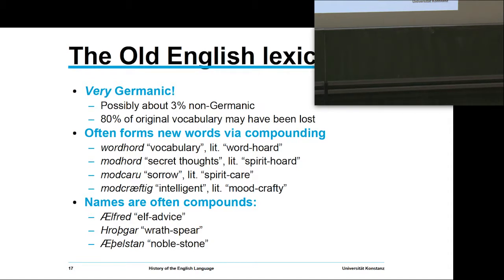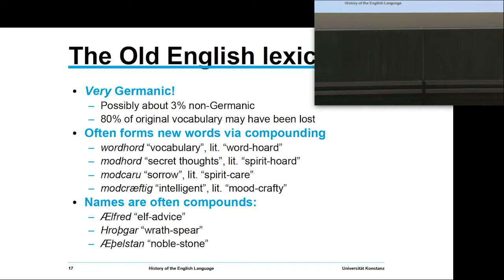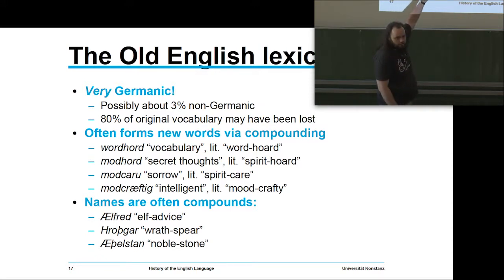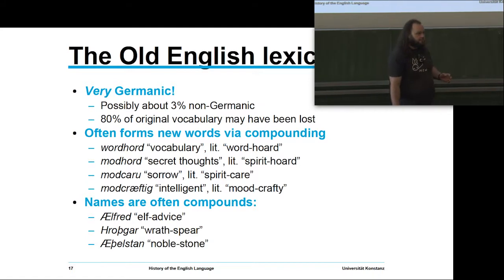So that's one example, woordhoard, but this process where you just add hoard onto the end is very productive. So here you've got moodhoard. You can translate this directly as something like mood hoard, but this mood in Old English has a much broader meaning. It means something like spirit or mind, right? And in this case, a spirit hoard, a mind hoard, just means secret thoughts, things that you're hoarding for yourself inside your head.